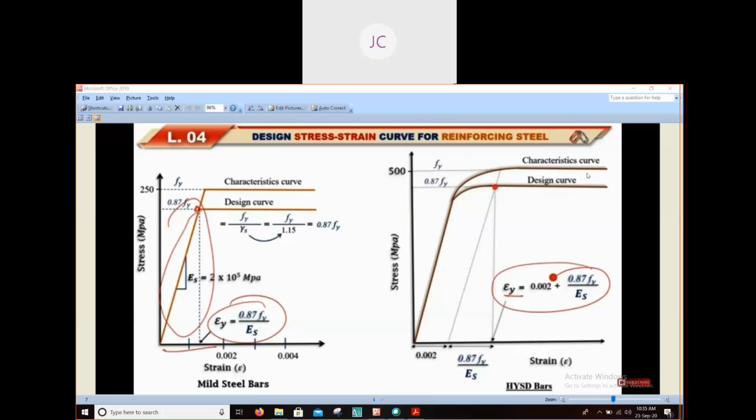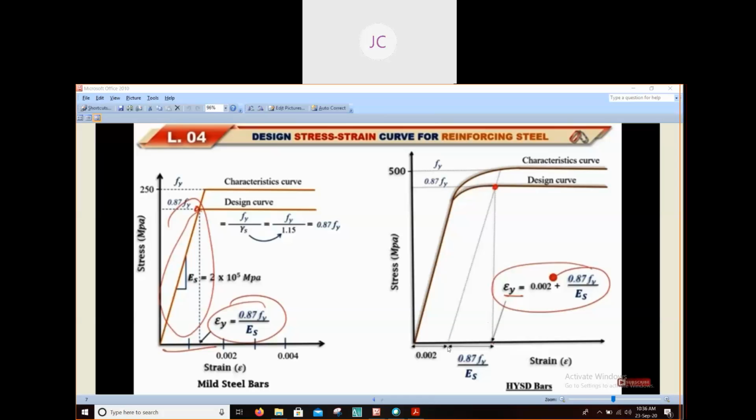Now at this point, this is our maximum stress, which is our characteristic curve. For getting the design curve, we have to divide the value by the partial safety factor, that is fy divided by 1.15, which is our 0.87 fy. Corresponding to this point, if you have to find out the strain, how to find out the strain?